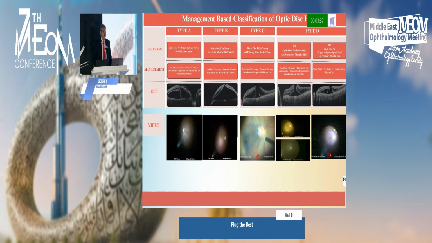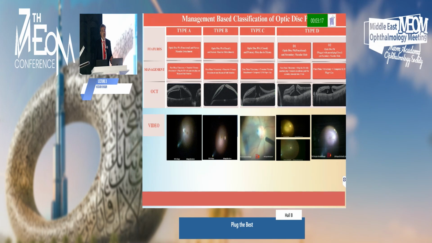Type A, where the optic disc pit is open and they get the serous macular detachment. Type B, where the serous detachment is present but the optic disc pit is closed involutionally. Type C, where the optic disc pit gave the macular hole and the pit is closed by the vitreous incarceration.